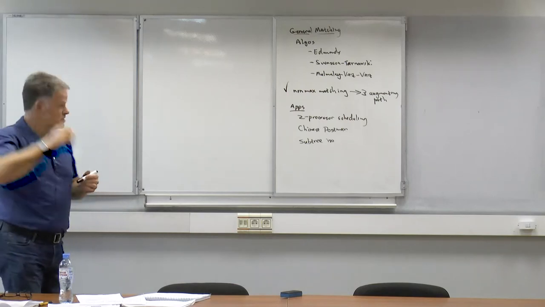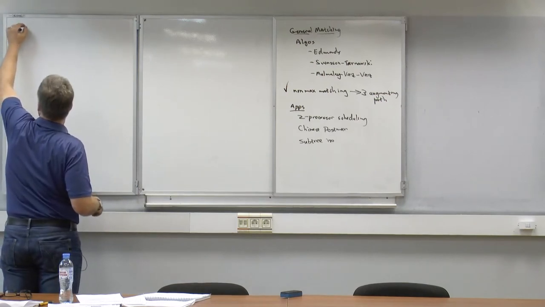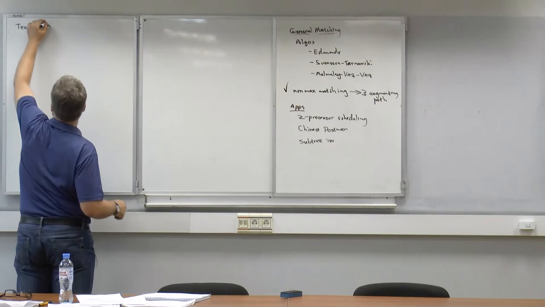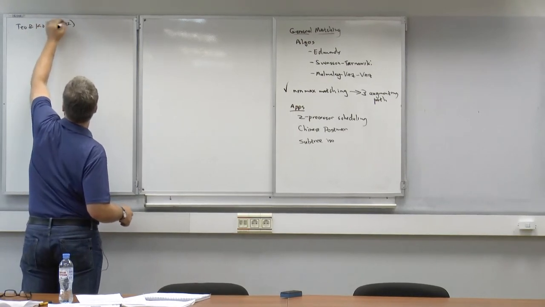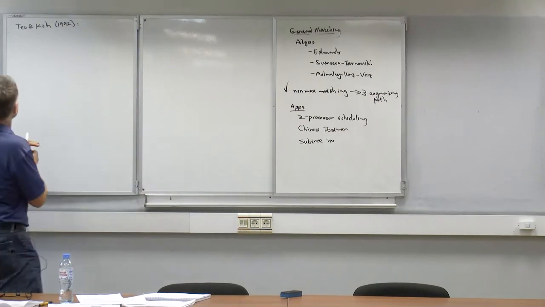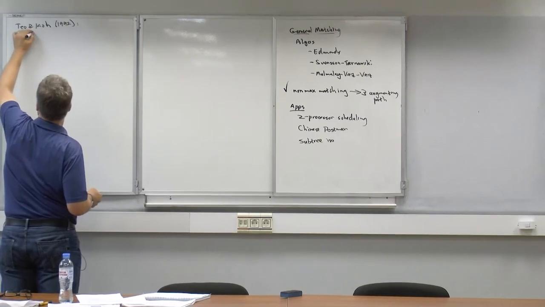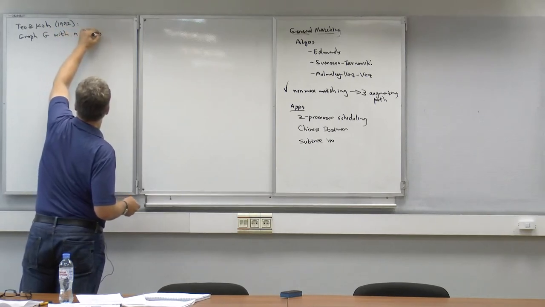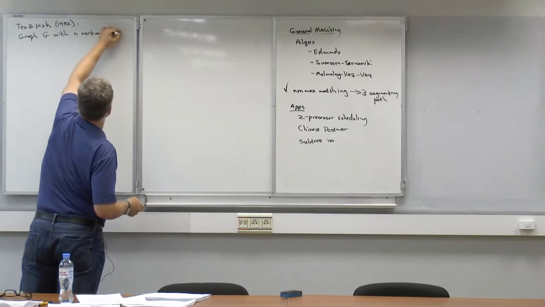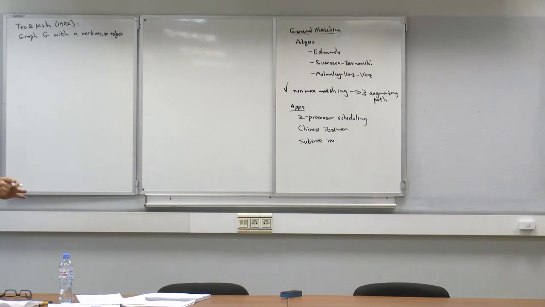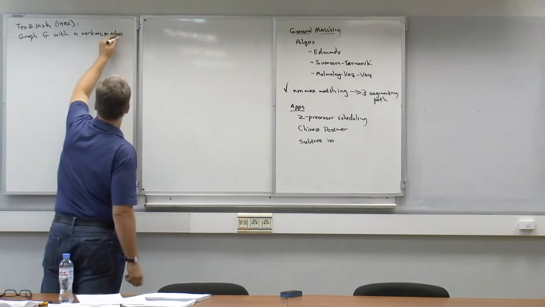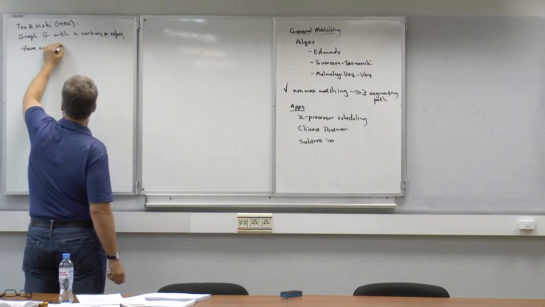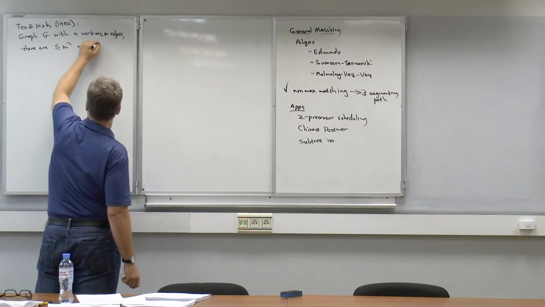So we start with a result of Teo and Co. from '92. And they showed that, given a graph G with N vertices and M edges, I'll use N and M always to mean the number of vertices and edges, there are no more than M squared many minimum length cycles.